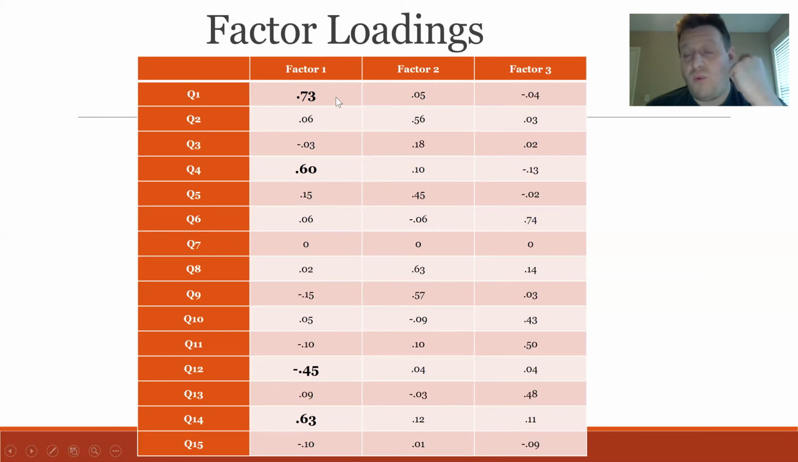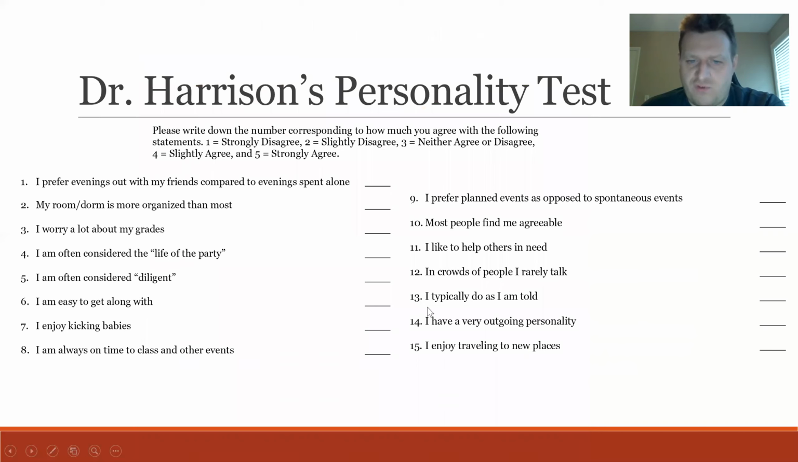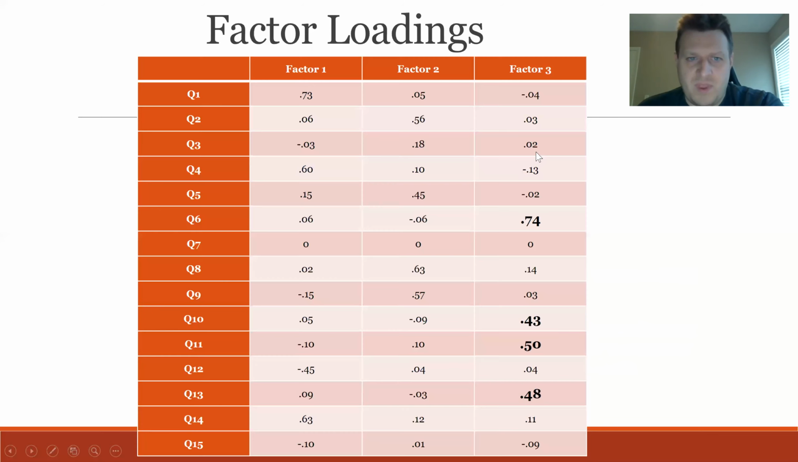Okay. The way that we're going to come up with the name of this is we're going to look at questions 1, 4, 12, and 14. Lo and behold, it's extroversion, or something that we could call extroversion, or how outgoing someone is, or we could make up our own word. We can call these factors whatever we want to, but it seems like something like extroversion. Other theorists have called it extroversion, so let's just go with that.